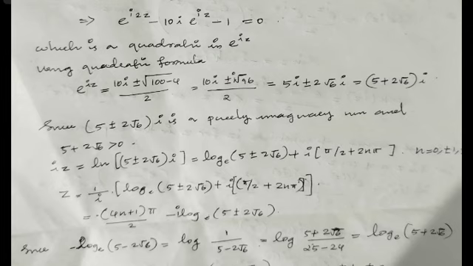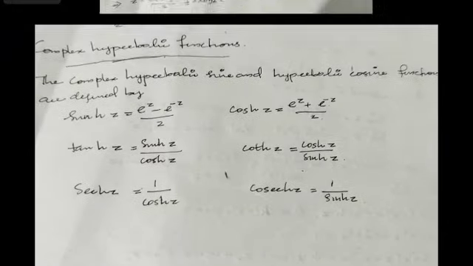Then taking i to the right side, z is equal to 1 by i into log of 5 plus or minus 2 root 6 plus i into pi by 2 plus 2n pi, which is equal to 4n plus 1 into pi by 2 minus i into log of 5 plus or minus 2 root 6.